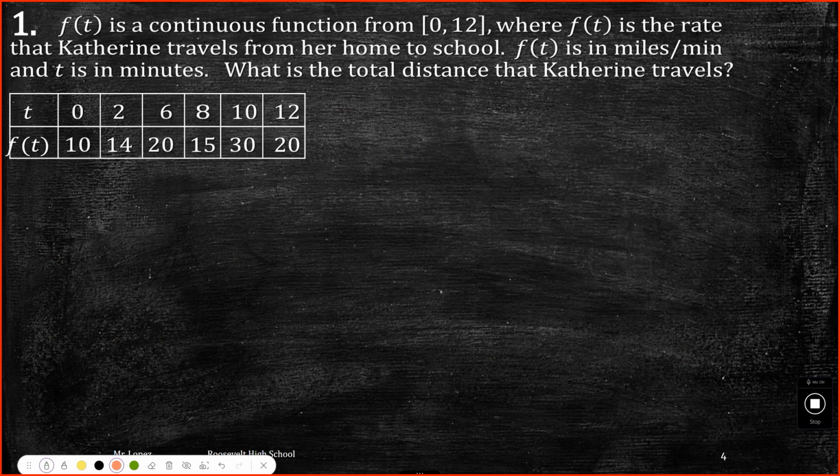All right, let's go. Number 1. How would they test you on your understanding of Riemann sums? They'll do this. F of t is a continuous function from 0 to 12, where f of t is the rate that Catherine travels from her home to school, which is the velocity. F of t is in miles per minute, and t is in minutes. What is the total distance that Catherine travels?